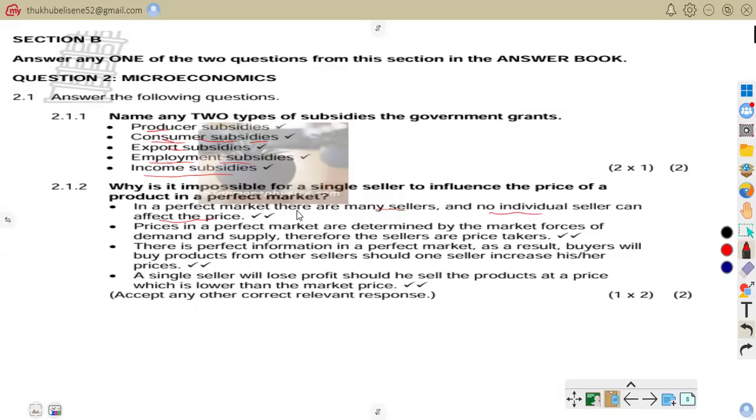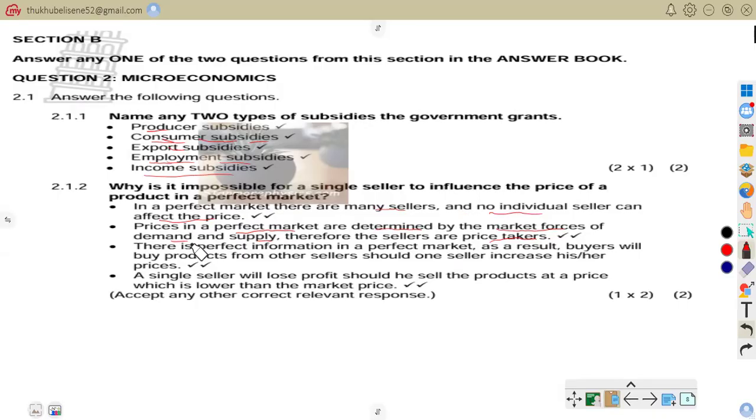Examples are the vegetable market and the stock market. There are many sellers, so a single seller cannot influence the price. Prices in a perfect market are determined by the market forces of demand and supply. Therefore, the sellers are price takers. So that is what we mean.